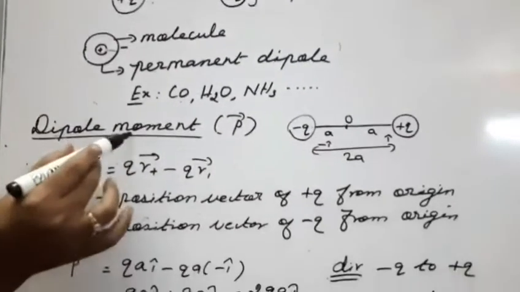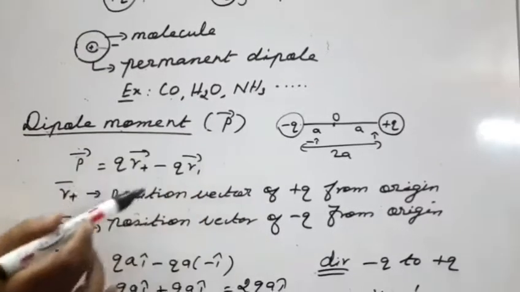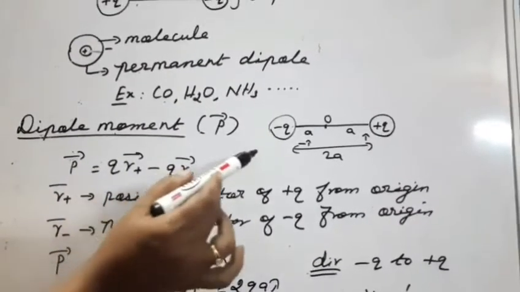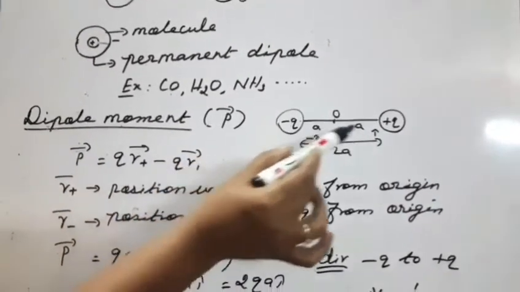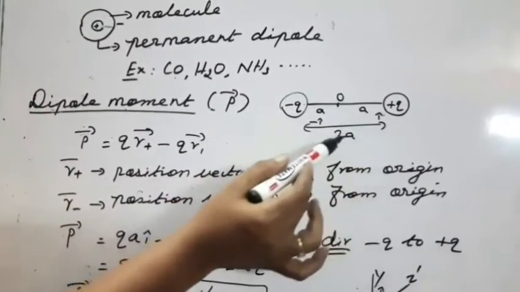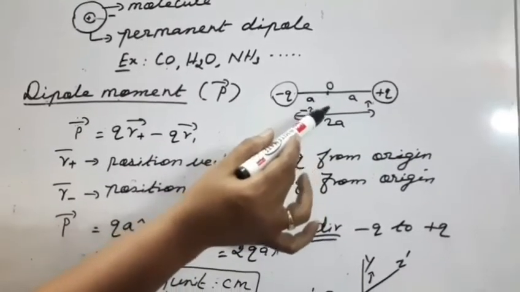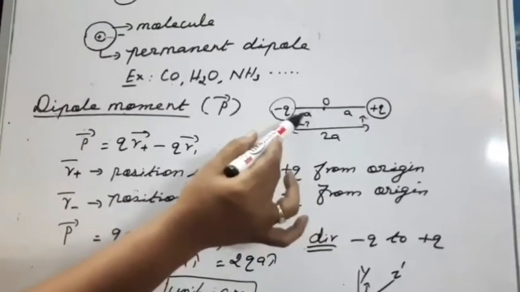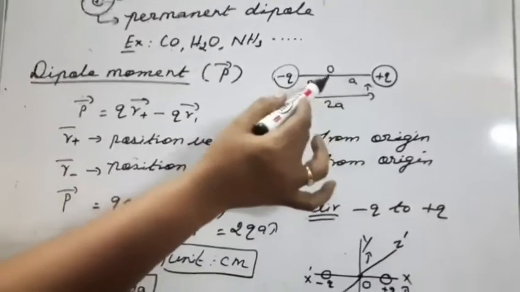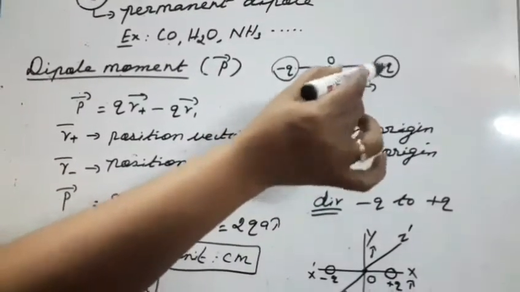Our next topic is dipole moment. This is represented by the letter P vector. Now, first we have to take minus q charge and, on the opposite side, plus q charge. They are separated by the distance 2a. The center is origin O. On this side one part of the distance is a, here another a, and the unit vector is i cap, and minus i cap on the opposite side.